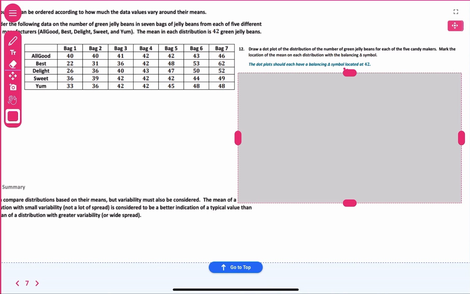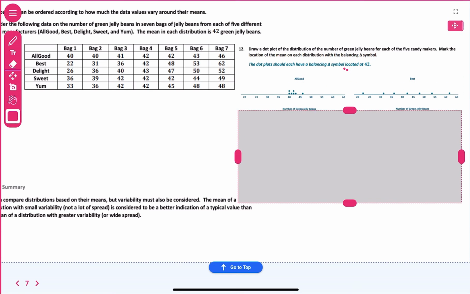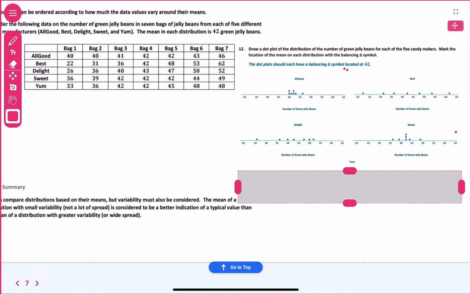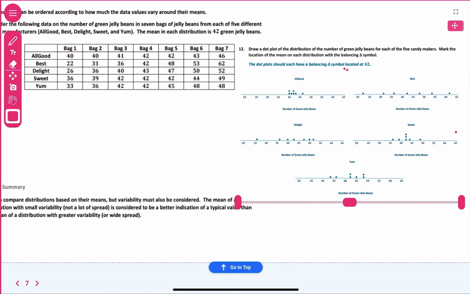Okay, here we go. Now, the dot plot should have a balancing symbol located at 42. So let's do this. Here we go. These are all of them. Okay, so if we do 42 right here, 42 right here, 42 right here, and let's see here. We got 42 over here and 42 right here.